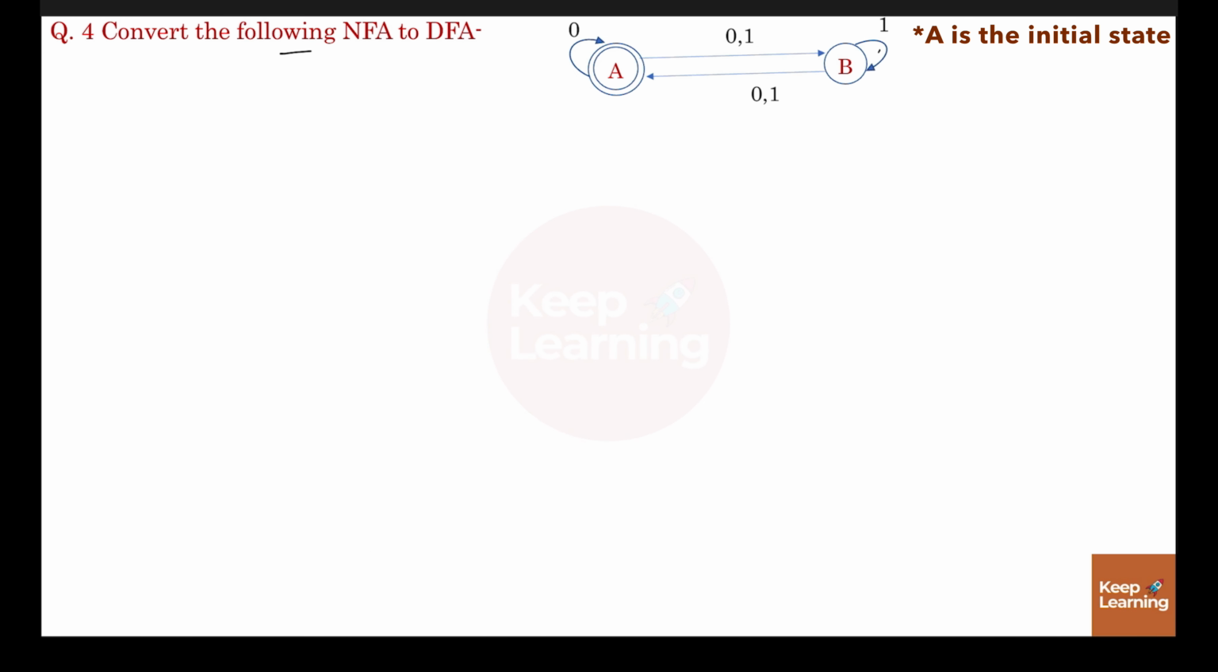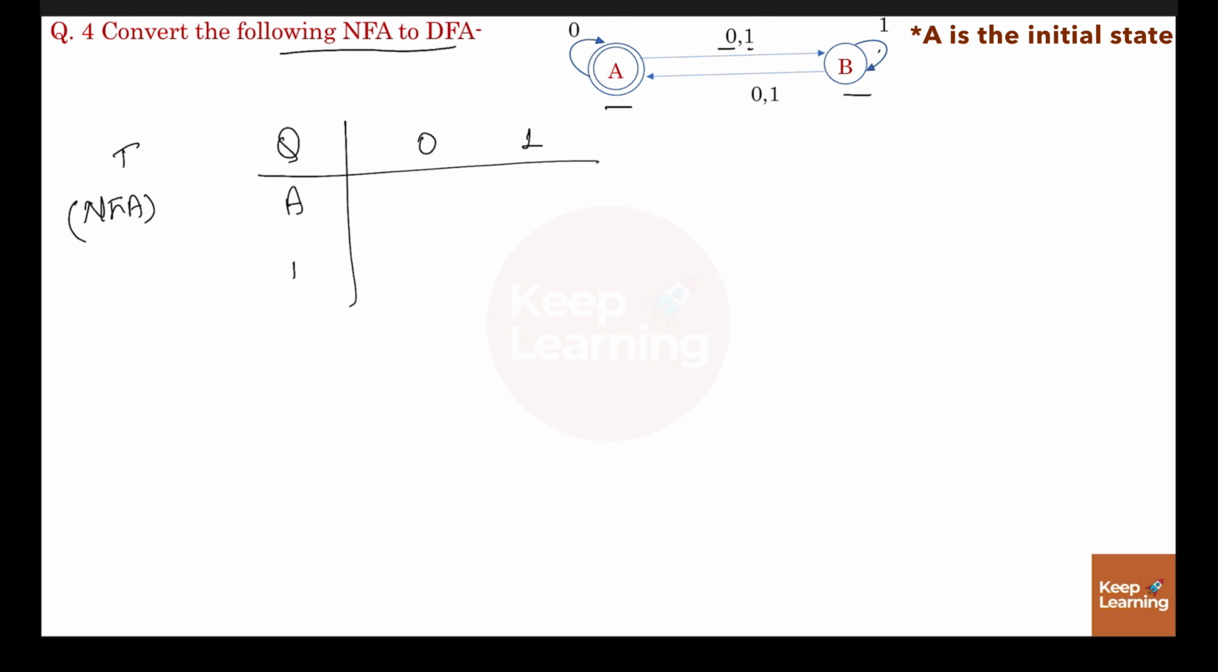Our next question is, convert the following NFA to DFA. So here we have 2 states A and B, and the input alphabets are 0 and 1. So first we construct a table T corresponding to this given NFA, and here we write the state and the input alphabets. We have 2 states A and B. A is our initial as well as our final state. From A by taking 0 you can either reach to A or B, and by taking 1 you can reach to B only. From B by taking 0 you are reaching at A. From B by taking 1 you are reaching at A and B.